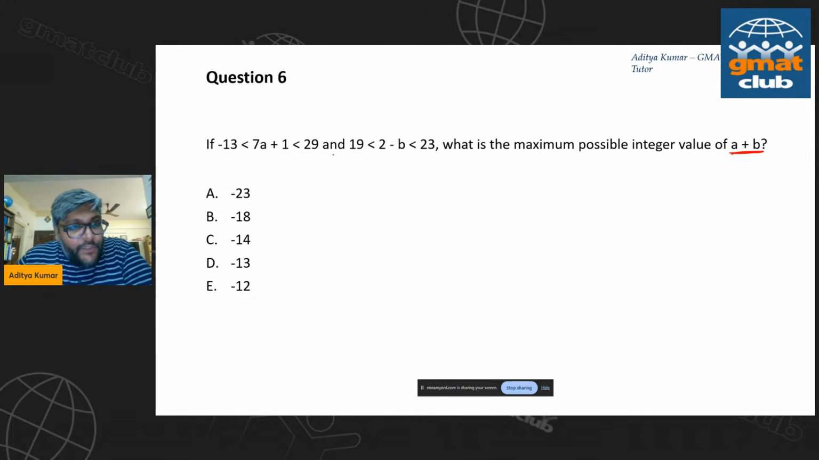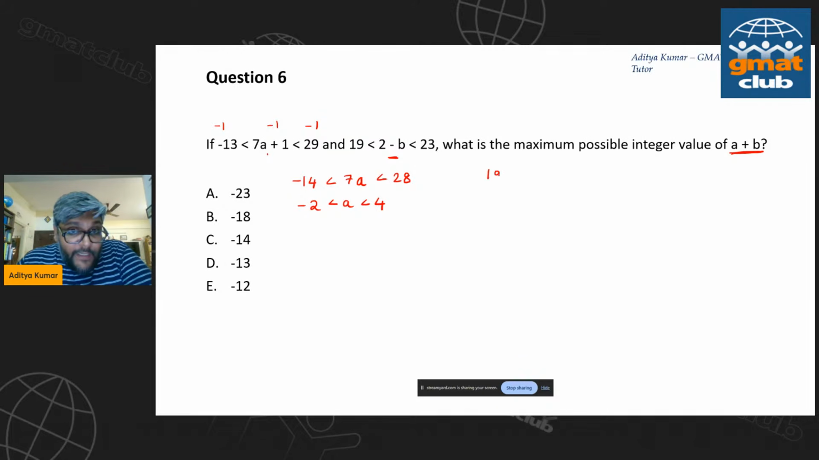It's giving me two finite ranges and it's asking me for an addition. So the initial instinct should be, okay, I need to find out the range for A here. And here it's better for me to make B the subject, right? So I'm going to subtract 1 throughout here. So that will be minus 14. I can subtract and add any quantities I want on any side of the inequality. As long as I do it throughout, it doesn't matter. So minus 14 is less than 7a, is less than 28. And now I can divide throughout by 7. Dividing by 7 is not going to flip the inequality sign. It's going to remain the same because it's a positive. So minus 2 is less than a, is less than 4. So that is the range of a that I have.